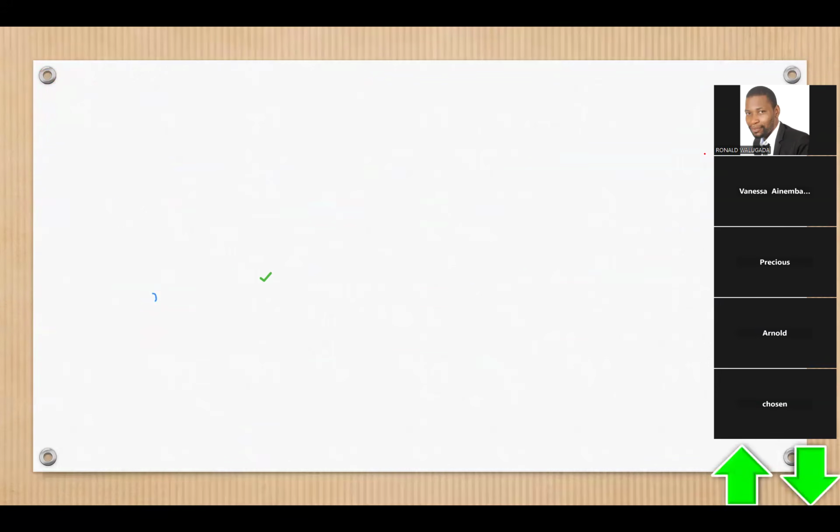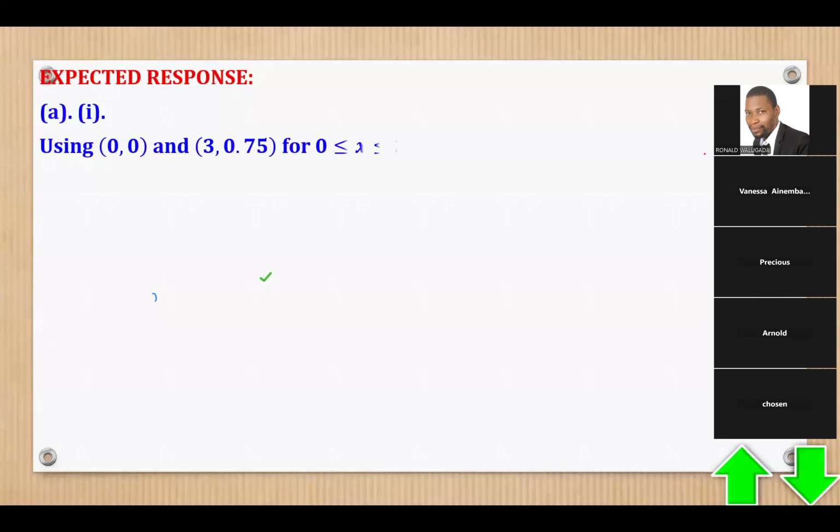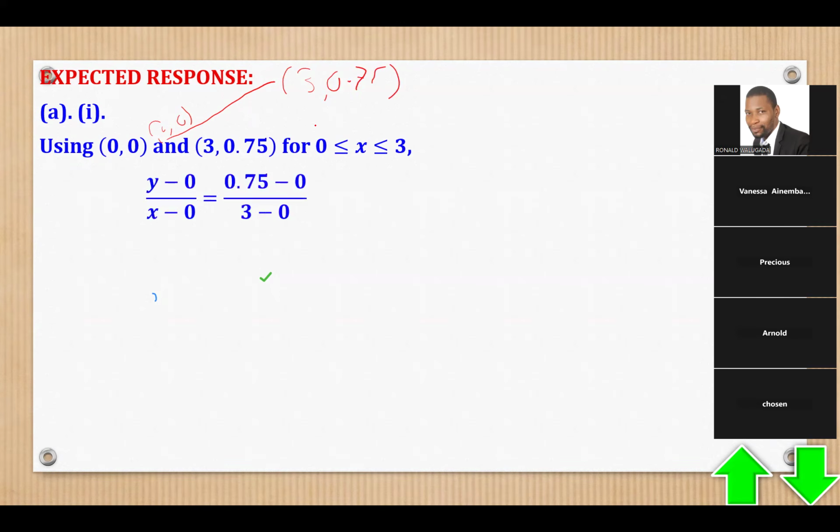Okay, so let's begin. We shall use these coordinates, using 0, 0. Remember, the first one was 0, 0 up to 3, 0.75. So using those two coordinates, I can easily get the equation of a straight line by equating gradients. There are two ways of getting the equation of a straight line. For me, I prefer equating gradients.